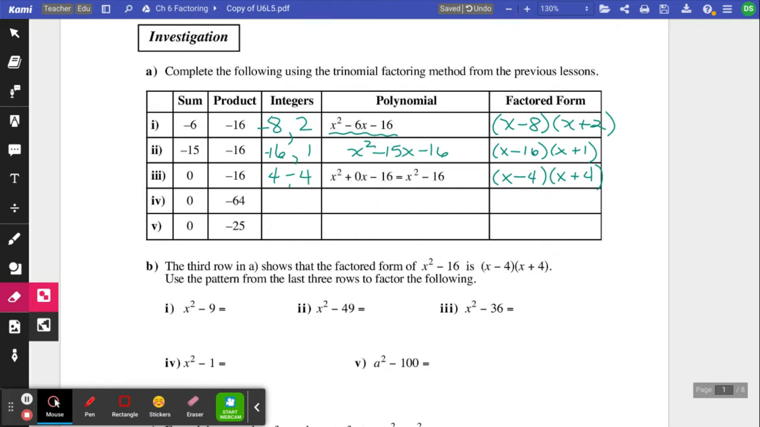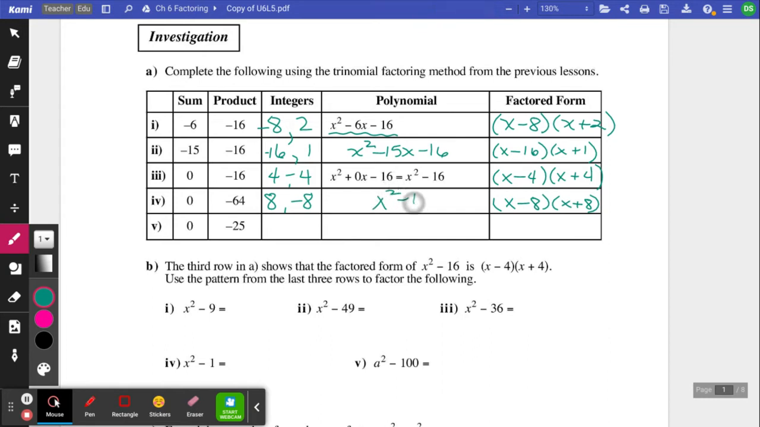Could the same be done with 64? Are there numbers that multiply together to get 64 and combine to get 0? Oh, there are. It's 8 and 8. Well, my factored form would be x minus 8 and x plus 8, and this would be x squared minus 64. How about 25? 5 and 5, 5 and negative 5, and this would be x squared minus 25. The middle terms would give you 0. And then you'd have x minus 5 and x plus 5.